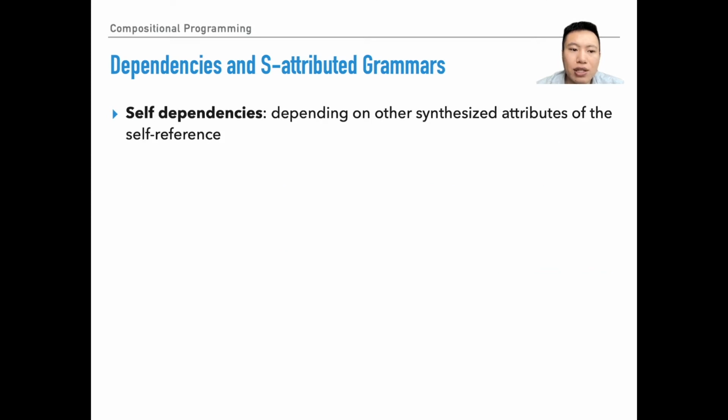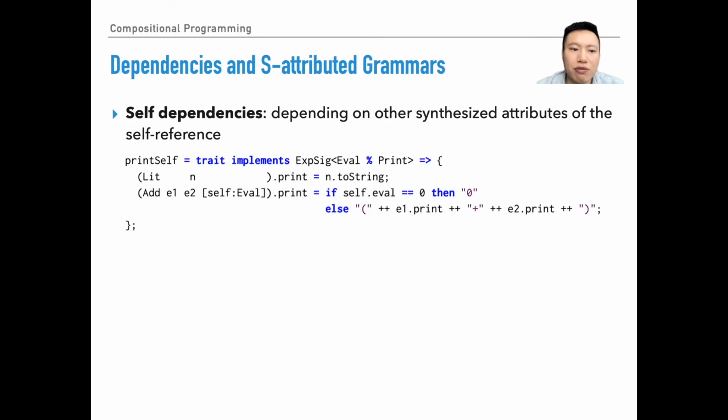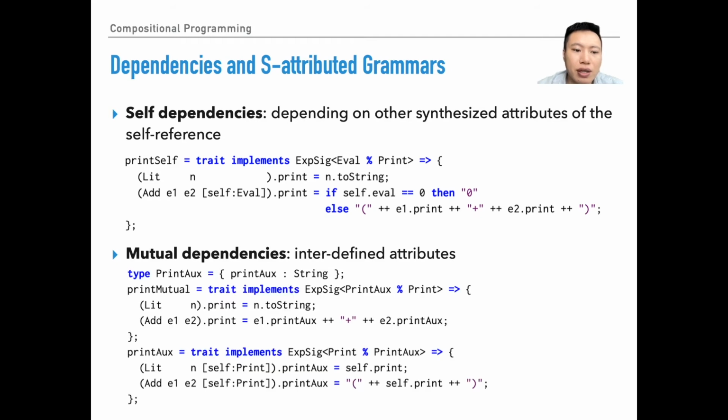It should be merged with some implementation of evaluation like eval num or any other implementation with the same type as eval num. A second form of dependencies is self-dependencies, where an attribute depends on other synthesized attributes of the self-reference. This example prints out an addition to 0 when it self-evaluates to 0. This is done by adding a self-annotation to the method pattern. The third form of dependency is mutual dependencies, where attributes are interdefined. In this case, print mutual and print args cause each other to omit outermost parentheses when printing. The dependency is expressed again using the percentage symbol.